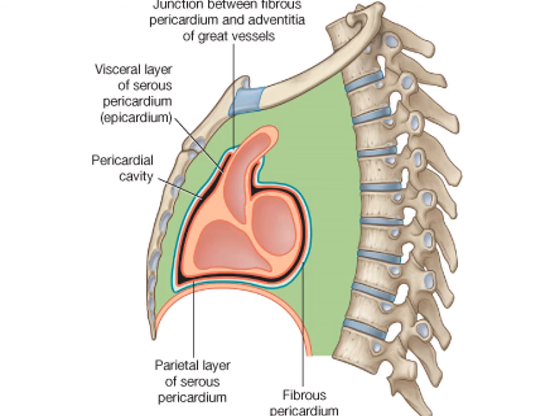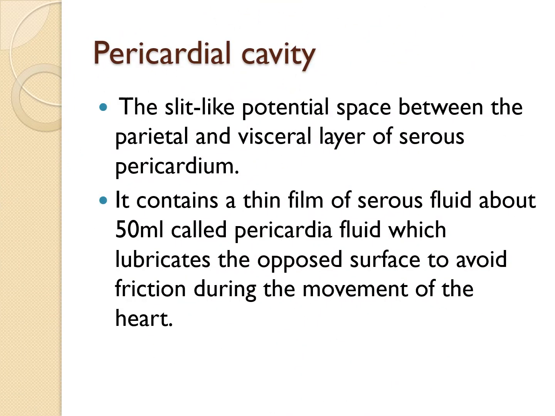In between there is a pericardial cavity. Now, the sinuses. First, there is the pericardial cavity. The pericardial cavity is a slit-like potential space between the parietal and visceral layers of the serous pericardium. It contains a thin film of serous fluid, about 15 ml, called the pericardial fluid, which lubricates the opposed surfaces to avoid friction during the movement of the heart.